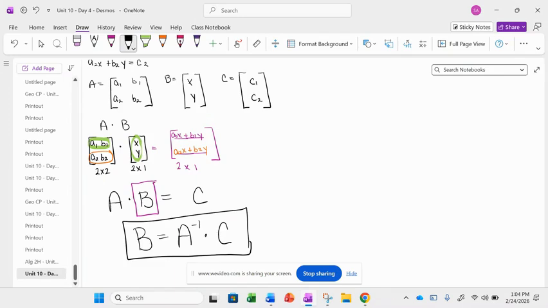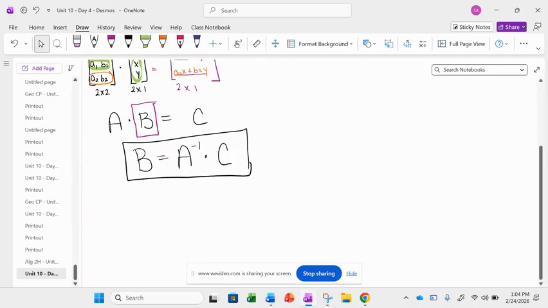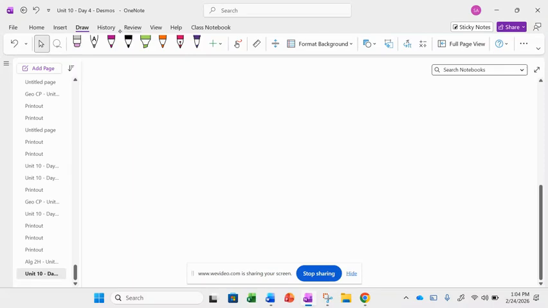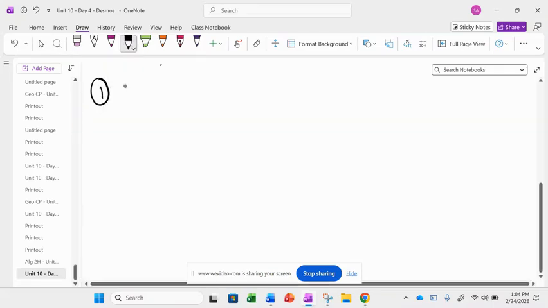So the first thing I'm going to do is show you how to solve a system of equations using matrices by hand. I will only ever ask you to solve a 2 by 2 by hand. Anything bigger than that, we're going to use the calculator in Desmos. So let's go here. We're going to solve using matrices.